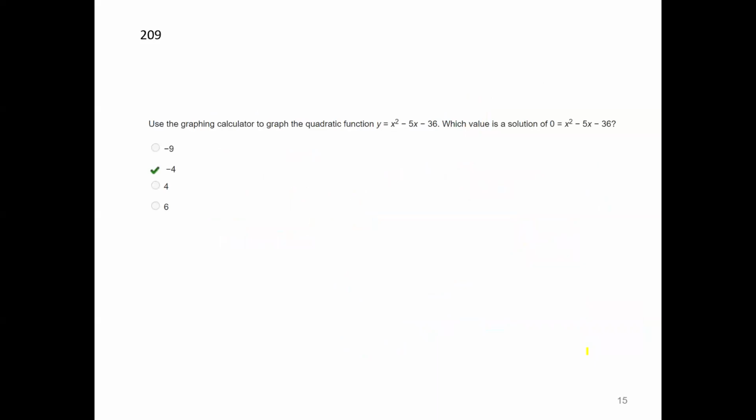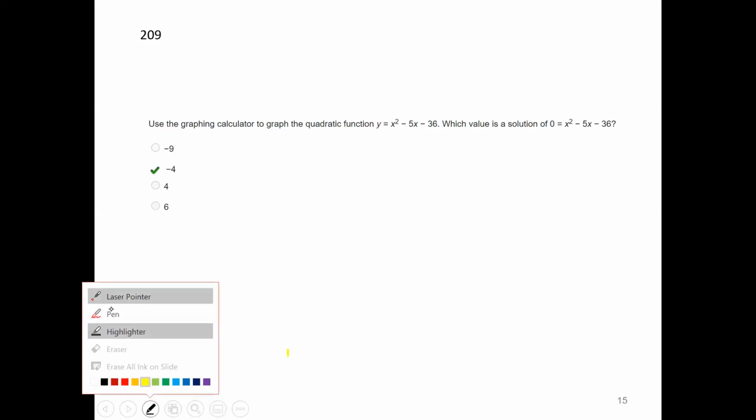All right, let's take a look at 209. Okay, so using a graphing calculator, graph this quadratic function and then find which value is the solution to that. All right, your answer obviously here is B as in boy. So let's go ahead and see why your answer is B as in boy.